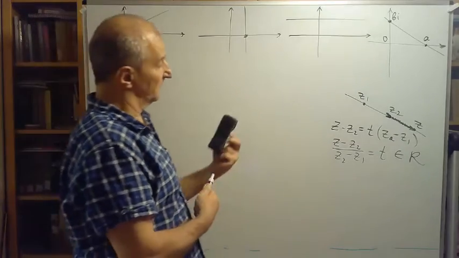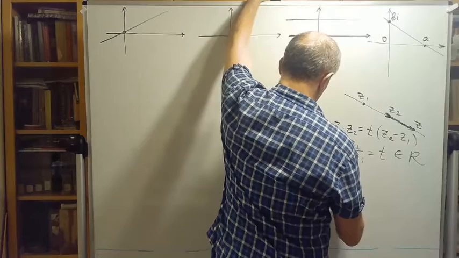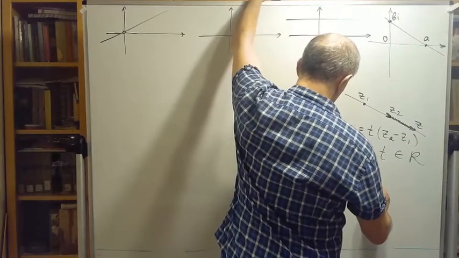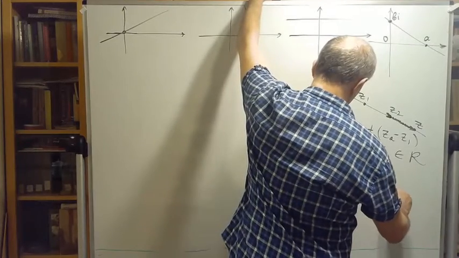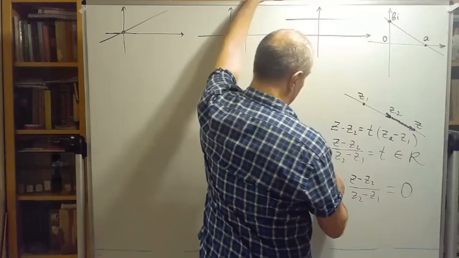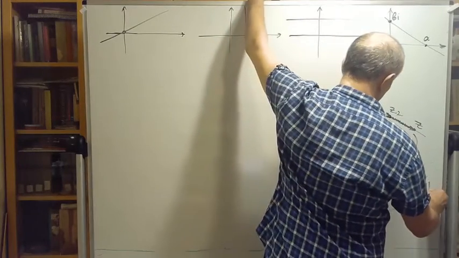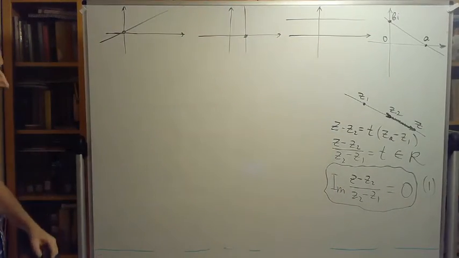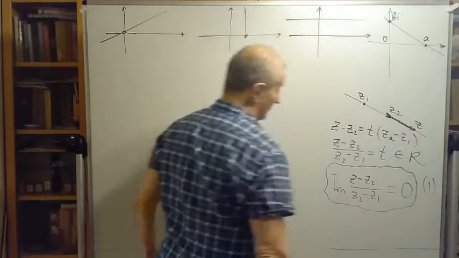That would be a good enough equation of a straight line. Or of course we can rewrite it like this: the imaginary part of Z minus Z2 divided by Z2 minus Z1 is equal to 0. And I think this is a convenient form of our equation 1, a convenient form of an equation of a straight line in the complex plane.